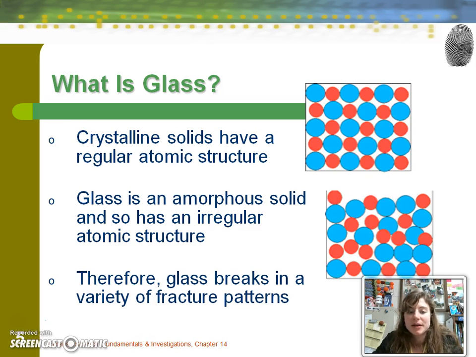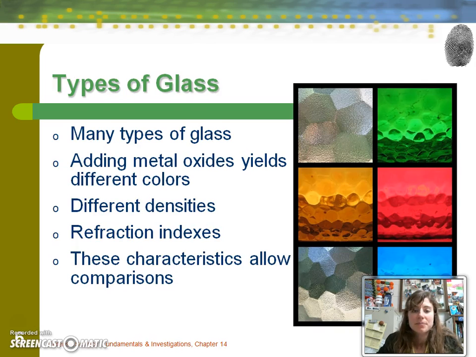Glass is unique because it's unlike a crystalline solid with a regular atomic structure, as you see here, but rather it's an amorphous solid, literally without form. So it has that irregular atomic structure, and this is what leads to different types of fracture patterns, which we'll evaluate in just a moment.